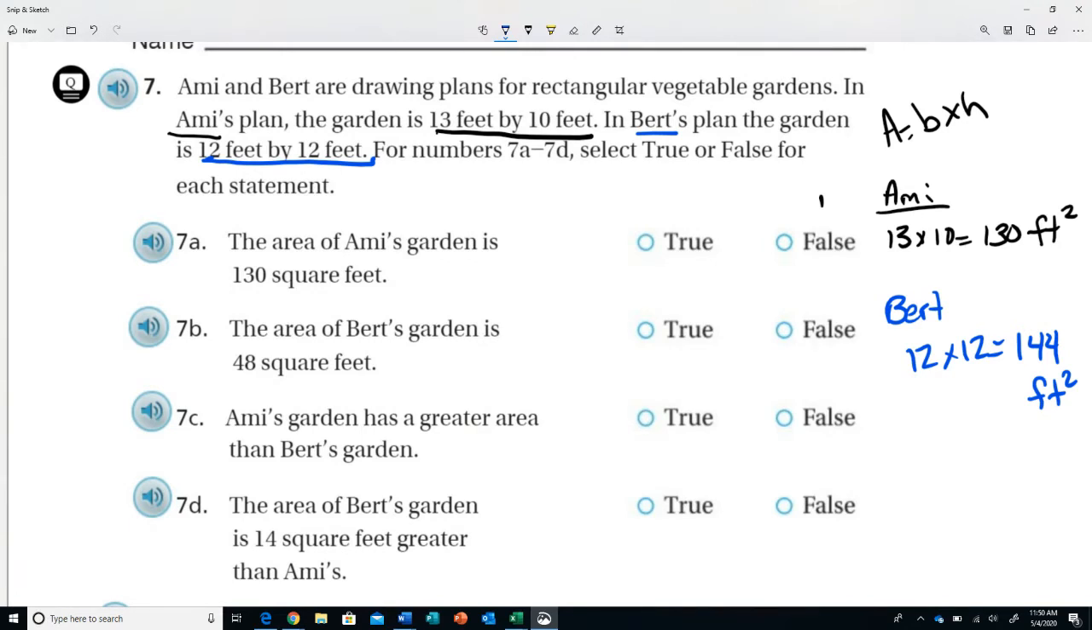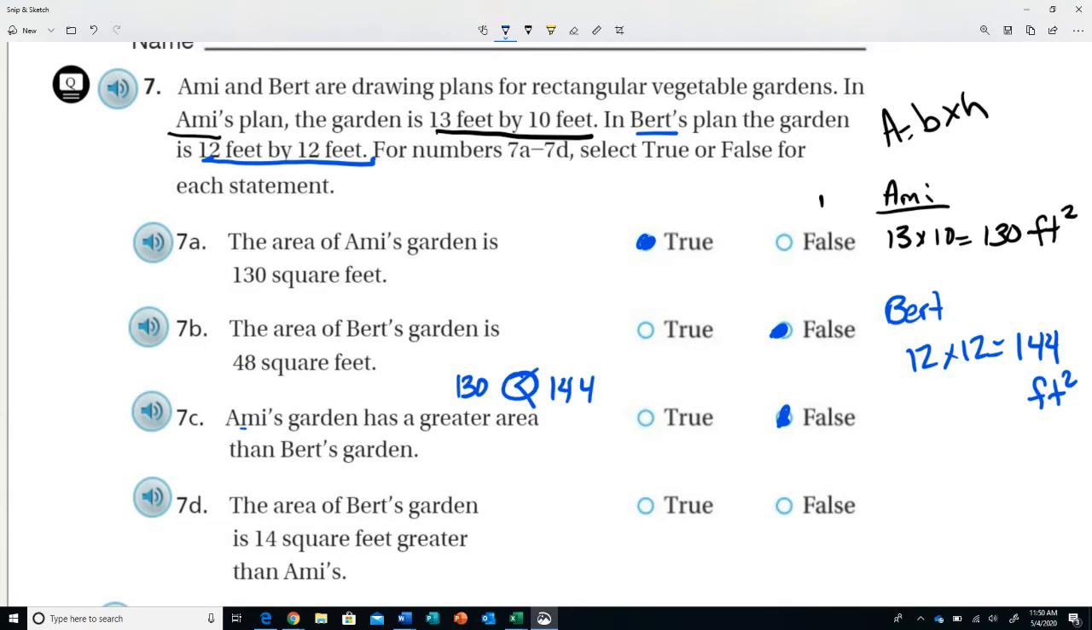The area of Amy's garden is 130 square feet. That would be a true statement. The area of Bert's garden is 48 square feet. Now they're trying to mess with you. That's the perimeter of his garden. The area of his garden is 144. Amy's garden has a greater area than Bert's. Well, that would mean 130 versus 144, where we know that Bert is bigger. So this is false because Amy's garden is smaller.